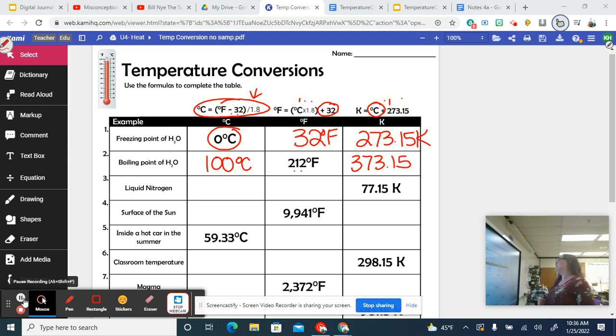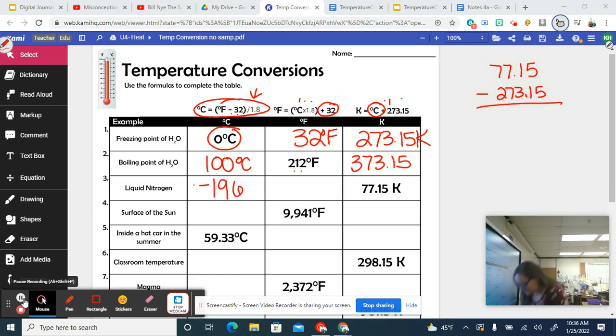All right, let's do one more together without you having to look at any, and then you'll try some on your own and we'll check them. We're going to start with Kelvin, 77.15 Kelvin. That means we need to subtract 273.15 so that we can figure out what that would be in Celsius. 77.15 minus 273.15 equals negative 196.